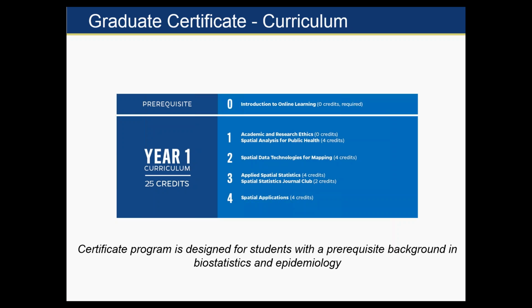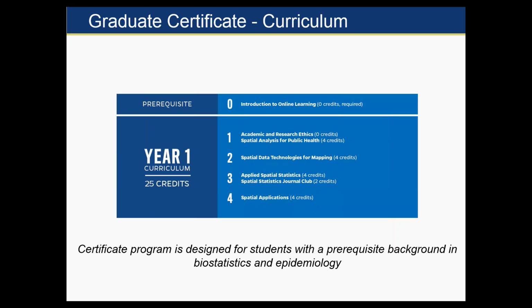And now let's talk about the graduate certificate. Okay, so the graduate certificate is just 1 year. It has the same core courses in spatial analysis. This certificate program is designed for students with a prerequisite background in biostatistics and epidemiology already. So if you have that background, if you have a master's of public health, or you've had enough epi and biostatistics in your undergrad or other career courses, then you can take the certificate.